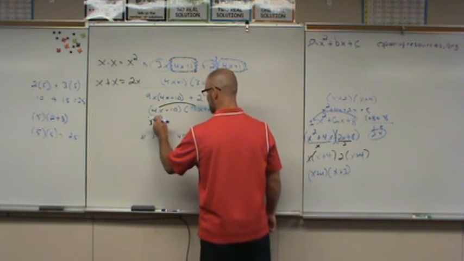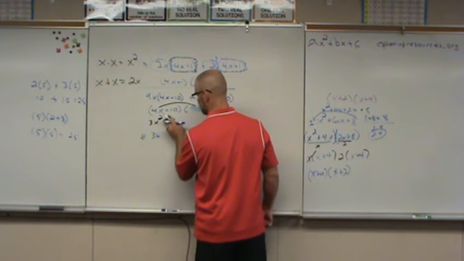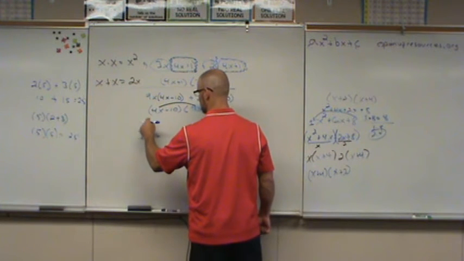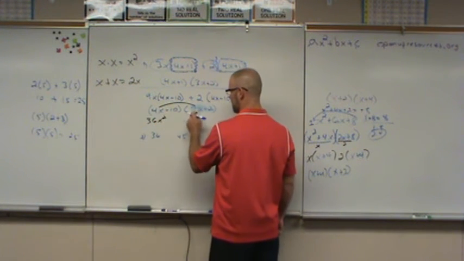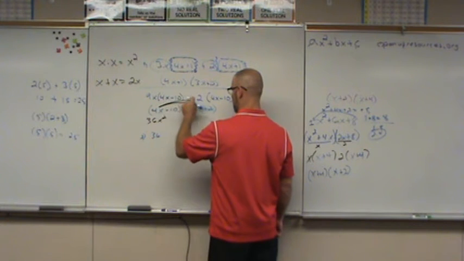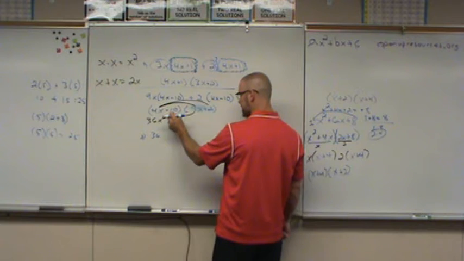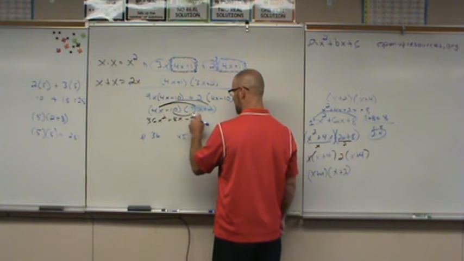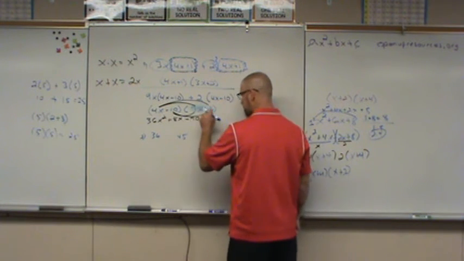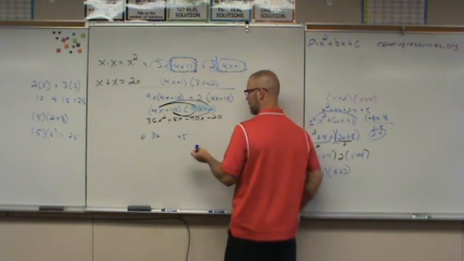This becomes 36x. X times x is x squared, so 36x squared. 4 times 2 is plus 8x. Minus 10 times 9, negative 90x. Minus 10 times 2, minus 20.